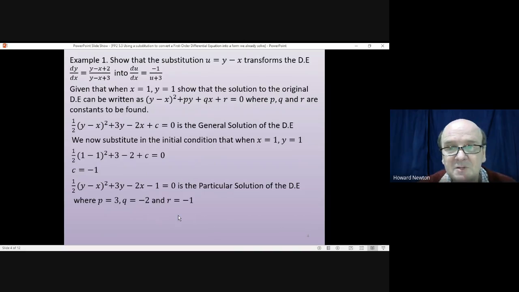Oh yes, and the question asks us to find P, Q, and R explicitly. So P will be equal to 3, Q will be equal to -2, and R will be equal to -1.